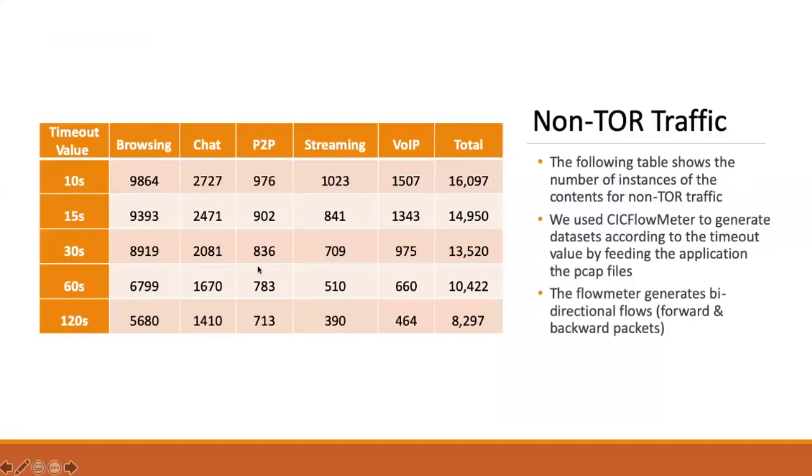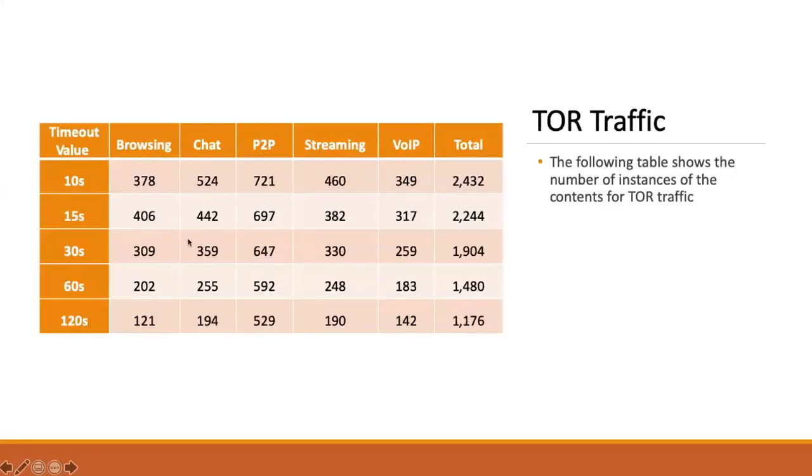This table shows the number of instances of the contents of non-TOR traffic. Here we can see each type of service with their respective timeout value. Here is the same table but for TOR traffic.